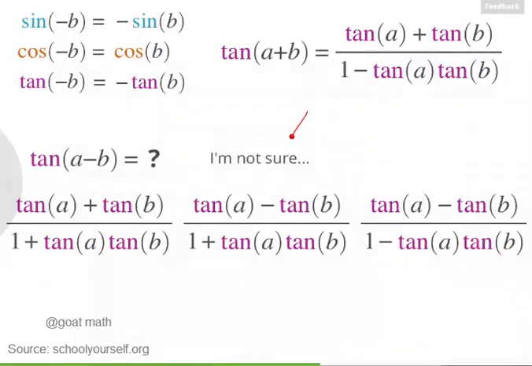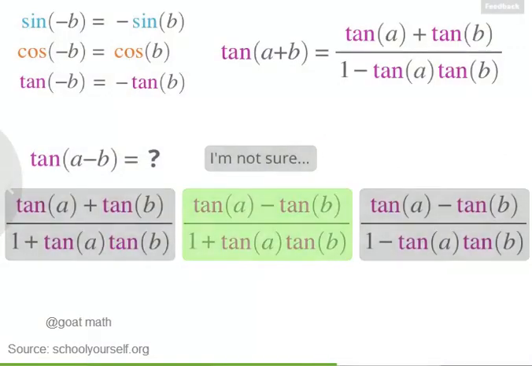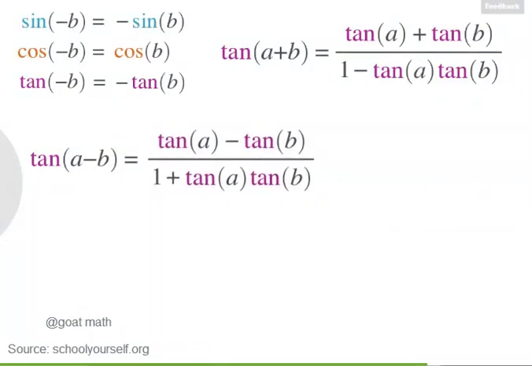If you're not sure, just click here. Nicely done. For any angles A and B, the tangent of A minus B equals tan A minus tan B over 1 plus tan A tan B.